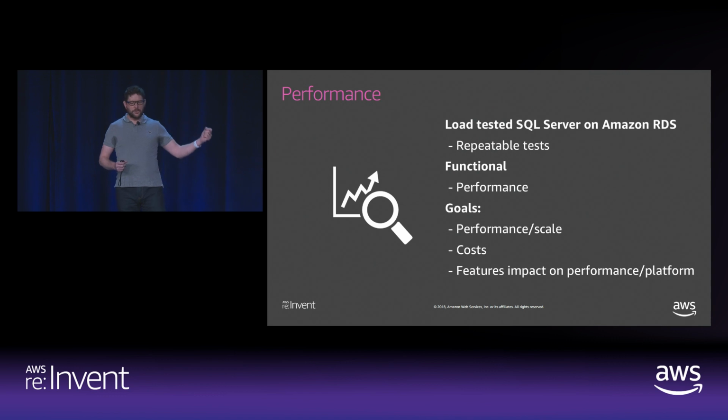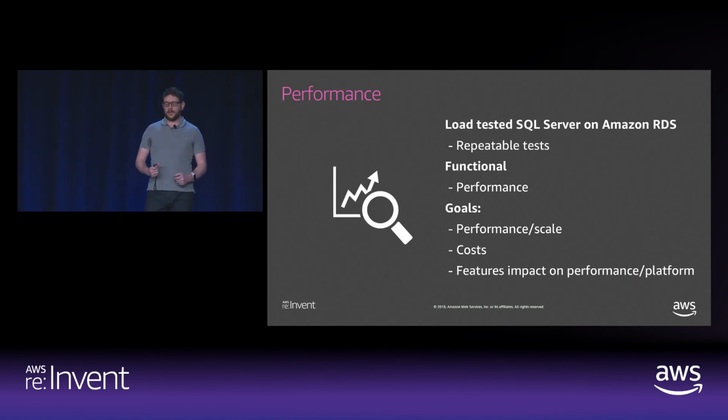We then also carried out some functional tests, roughly about 20 different test scenarios, and again, to see from a performance aspect, if we start to enable things, for example, database compression or transparent data encryption, how does that actually affect things? Now, by running the two tests, it allowed us to accomplish the following goals. It allowed us to look at the performance and scale that we'd be able to achieve, the cost, so to see how much would this actually cost us moving forward into a cloud-based offering versus what we currently have. And as well as that, the feature impact. So whenever we would enable something like TDE or database compression, how does that actually affect what we have?